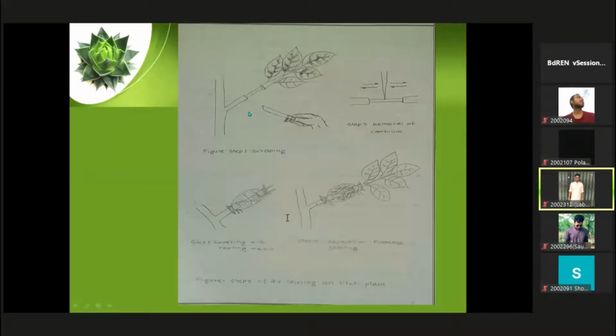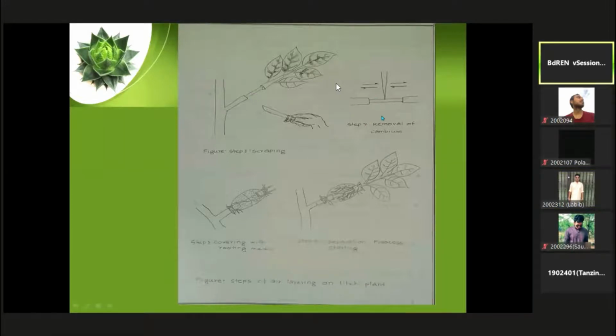Okay. Here, just carefully. From the branch, we will remove the bark. Do you understand? Okay. Second step, after removing the bark, we will remove the cambium layer. There is a cambium layer here, just the outer layer of xylem. Okay, sir. Yes, after removing cambium, then come to the third step.